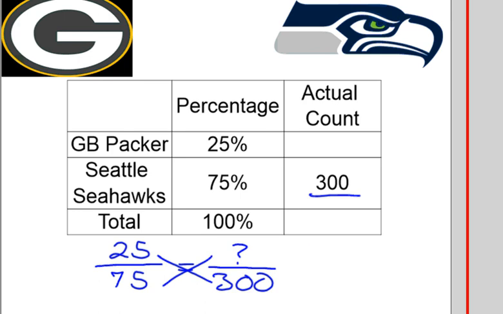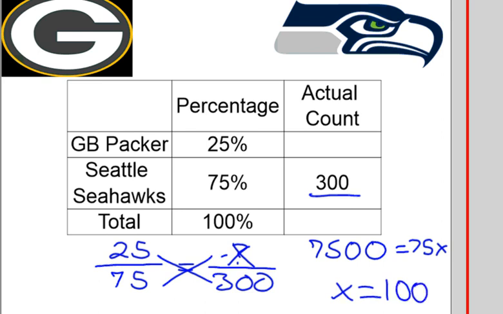So 25 times 300 is going to be that number right there. And then 75 times our unknown, I'm going to put an x in there, is going to be 75x. And so basically we're looking at 7,500 equal to 75 times what? And that's going to very quickly give us an answer of 100. And that's just taking this number here and dividing by 75, if you're not quite sure how we came to that answer. And so here we get an answer of 100.